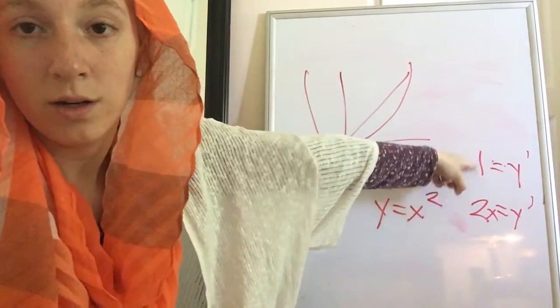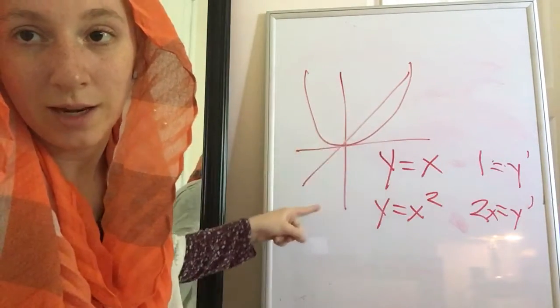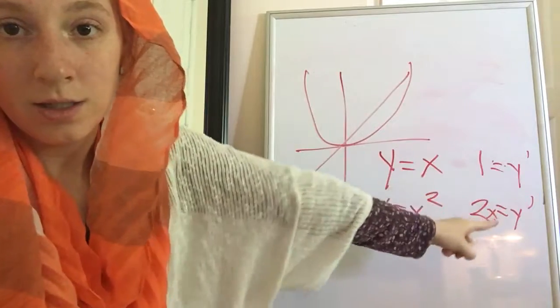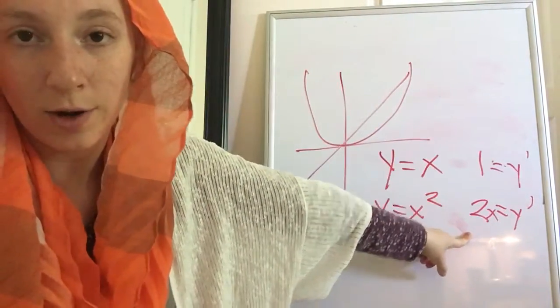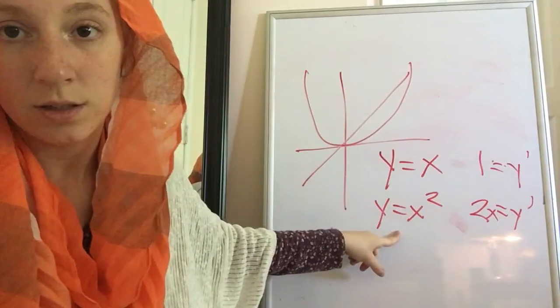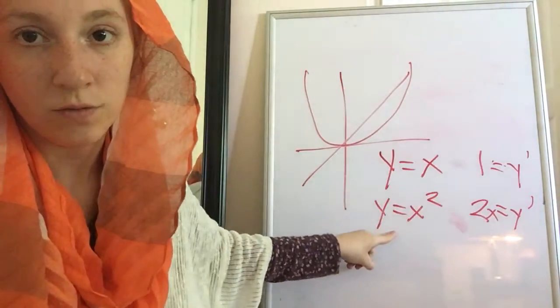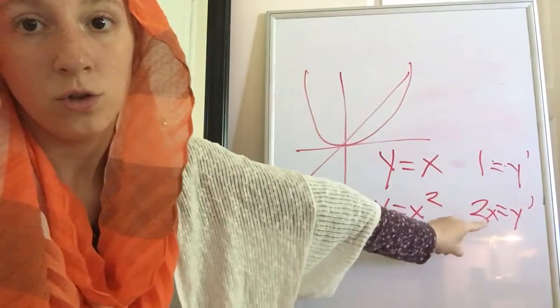So this is a 1 because the slope of this line is 1. This is 2x because if you use the derivative rules, which you can easily memorize, then you'll know that the derivative, or the slope, of this function is another function, 2x.